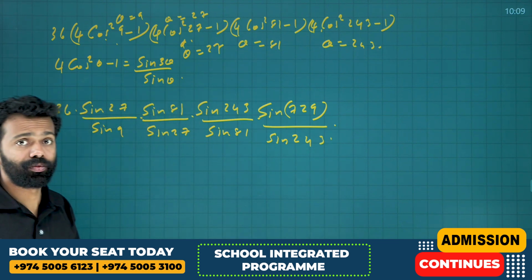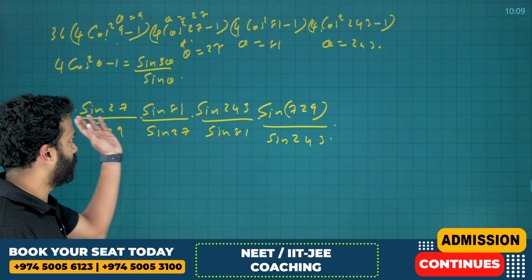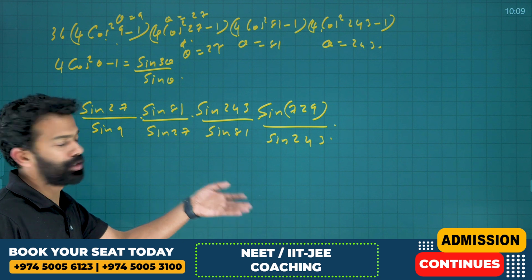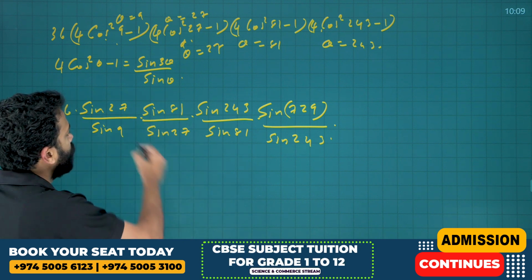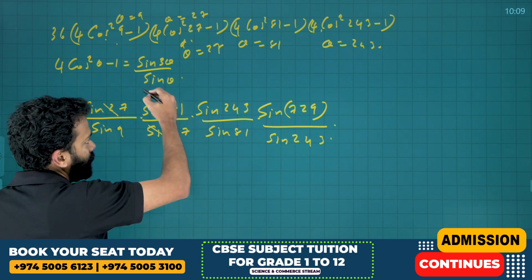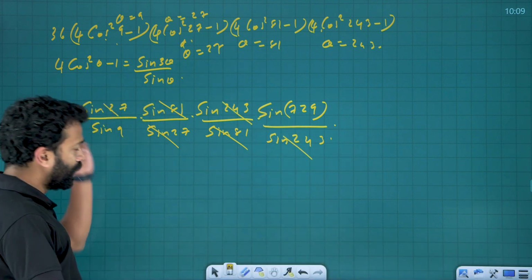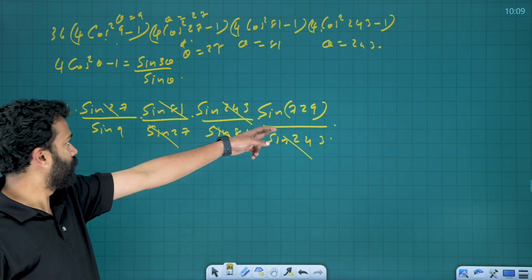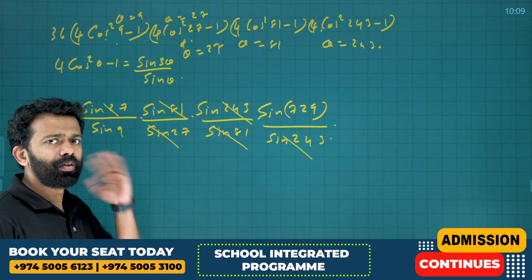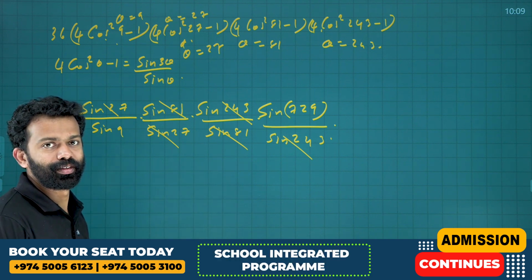Beautifully crafted one. If you look at this, most of the expression will get cancelled, right? Therefore, sine 27 gets cancelled, sine 81 gets cancelled, sine 243 gets cancelled, and the only thing remaining is sine 729 divided by sine 9. What are you going to do for that one?